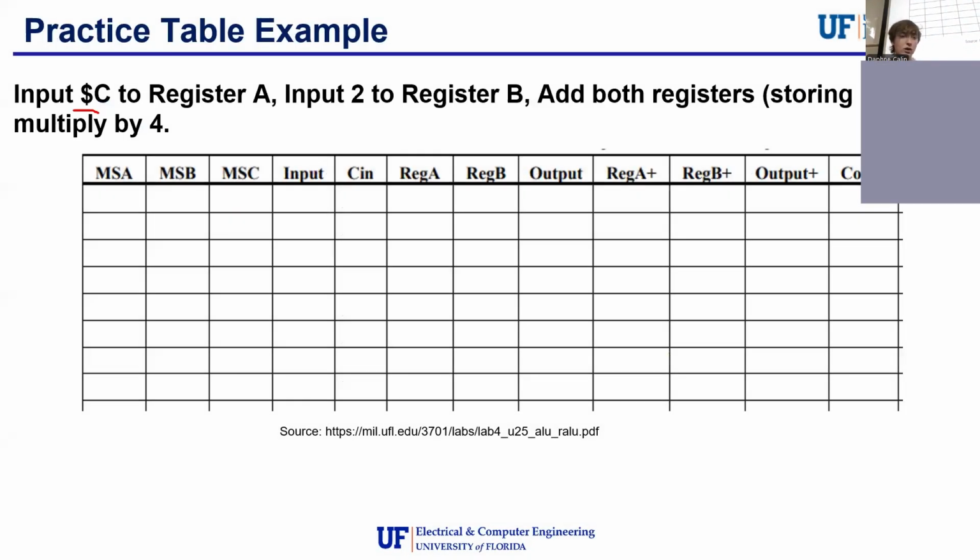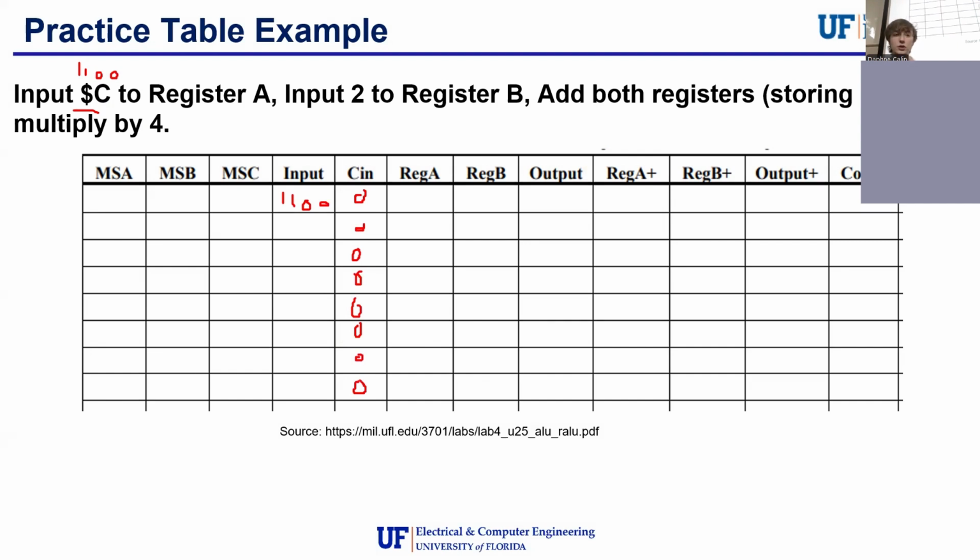input $C to register A. So $C, if we know hexadecimal, is 1 1 0 0, because C is 12. And if we look in binary, we have 1 2 4 8, and 4 plus 8 is 12. So our input for this first row is going to be 1 1 0 0. And then Cn for this whole table is going to be 0, because the instructions don't tell us to use Cn. So we can just set this to 0. And I might have more rows here than we need, but I'll just put it.